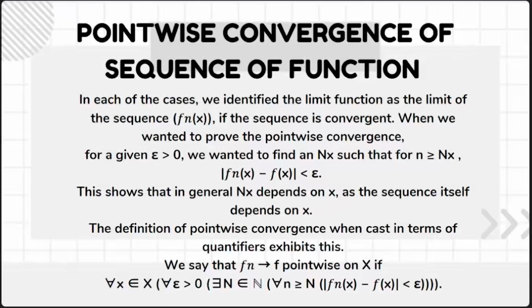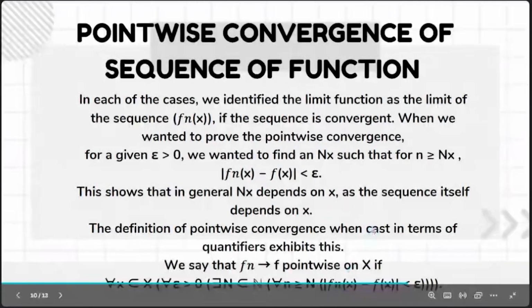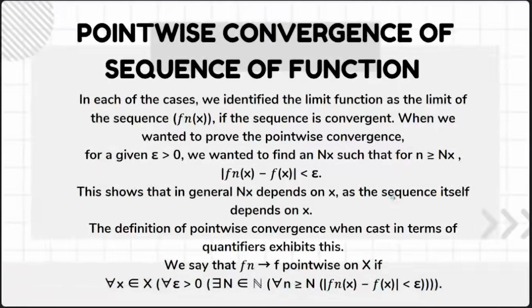The definition of pointwise convergence when cast in terms of quantifiers is seen like this. We say fn tends to f pointwise on X if for all x belonging to capital X, where I have taken the domain as capital X, for all epsilon greater than 0, there exists a natural number capital N such that for all small n greater than capital N, |fn(x) - f(x)| is less than epsilon. So this is pointwise convergence of a sequence of functions.